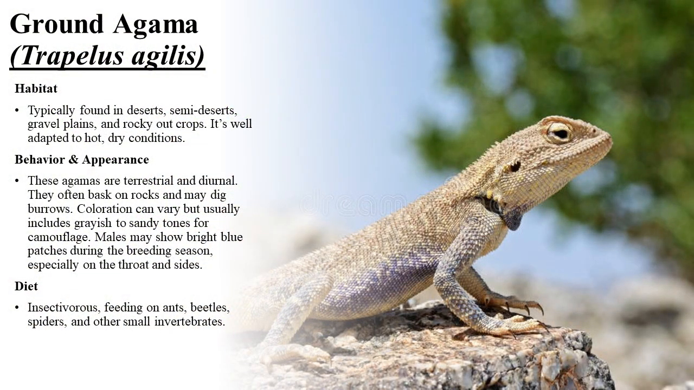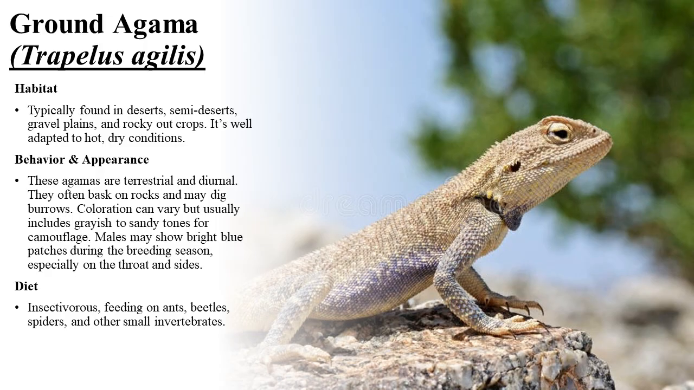Second is the ground agama, typically found in the desert, semi-desert, gravel plains and rocky outcrops. It's well adapted to hot, dry conditions. These agamas are terrestrial and diurnal. They often bask on rocks and may dig burrows.